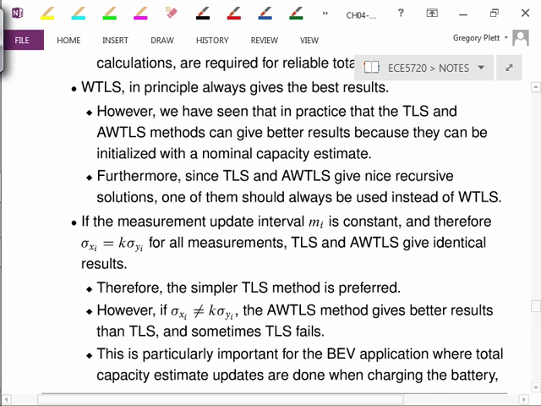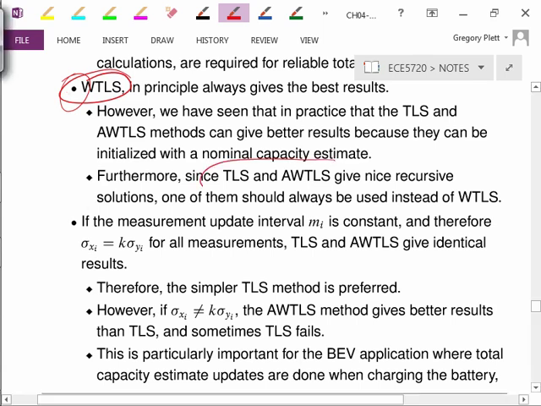In principle, we said that the weighted total least squares method, which was non-recursive, remember that one, is going to give the best results because it takes into account the most general of the cases. But we've seen in practice that the total least squares and the approximate weighted total least squares methods can actually give better results in practice because we can initialize them. They have a recursive form. The weighted total least squares is non-recursive, so at the first data point, it only has the first data point to work with. It doesn't have the kind of nominal capacity from the factory to work with as the other methods do.